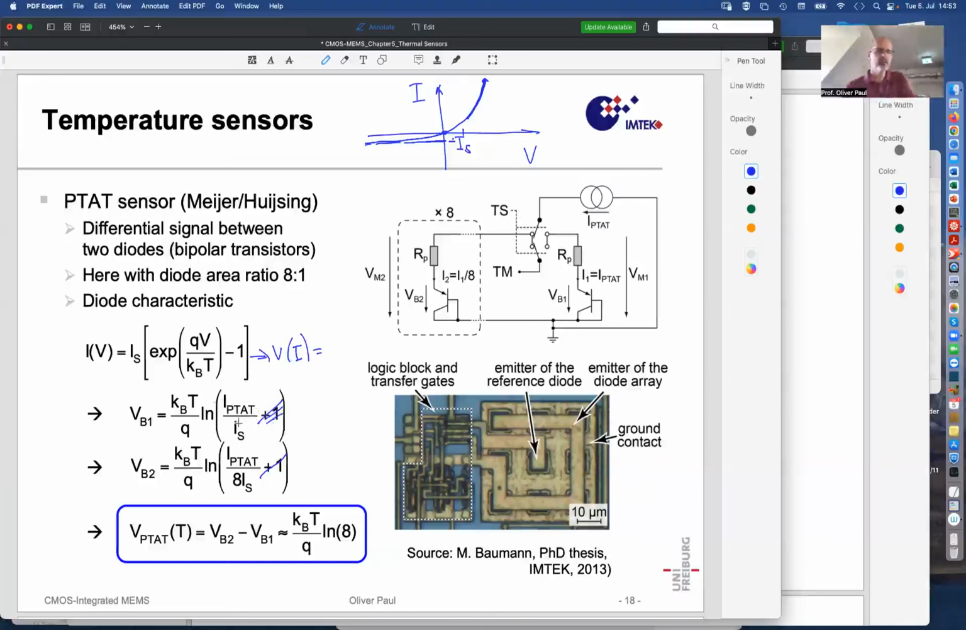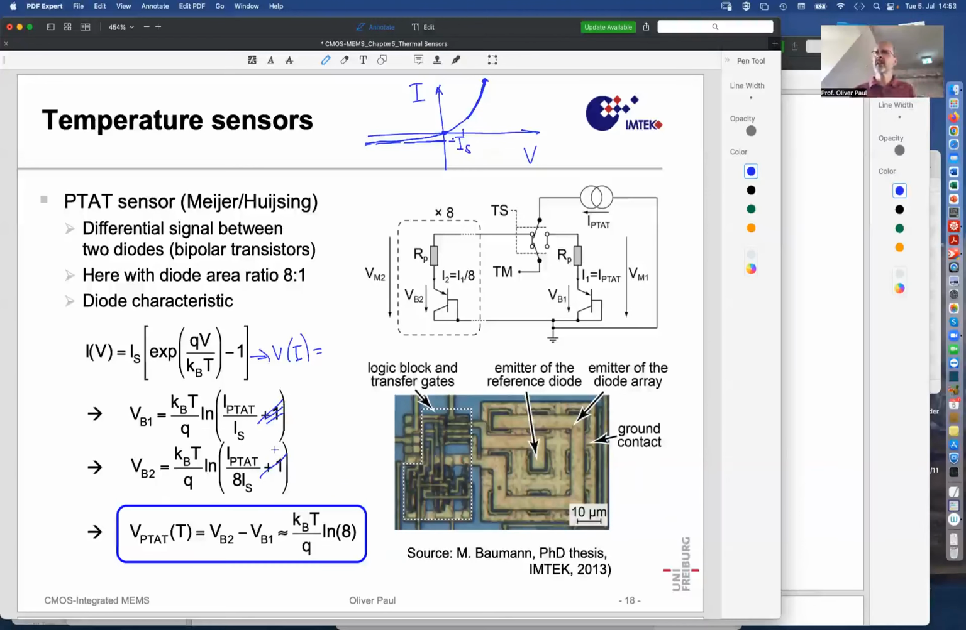What I can then do is the subtraction of the two voltages. I have a differential voltage, which is proportional to KBT over Q. And then almost everything cancels except the factor 8. Logarithm minus logarithm makes the logarithm of the ratio of the arguments, and the only thing that remains is this factor 8. Now you wonder, where does the factor 8 come from?